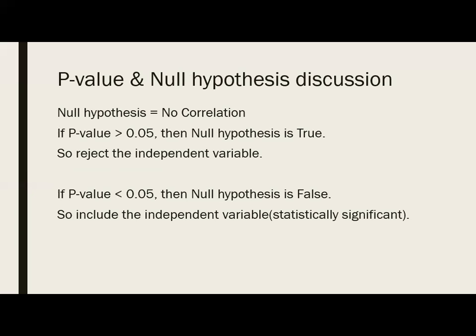So in general understanding, you can consider if the p-value is greater than 0.05, you will exclude, or reject, that independent variable. And if it is less than that, you will just include that independent variable.